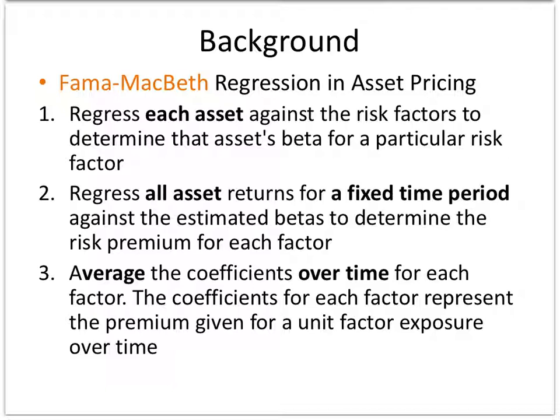In step 3, we average the coefficients over time for each risk factor, and those coefficients for each factor represent the risk premium given for a unique factor exposure over time. So this is the average risk premium that has been rewarded for a particular factor we have been looking at.